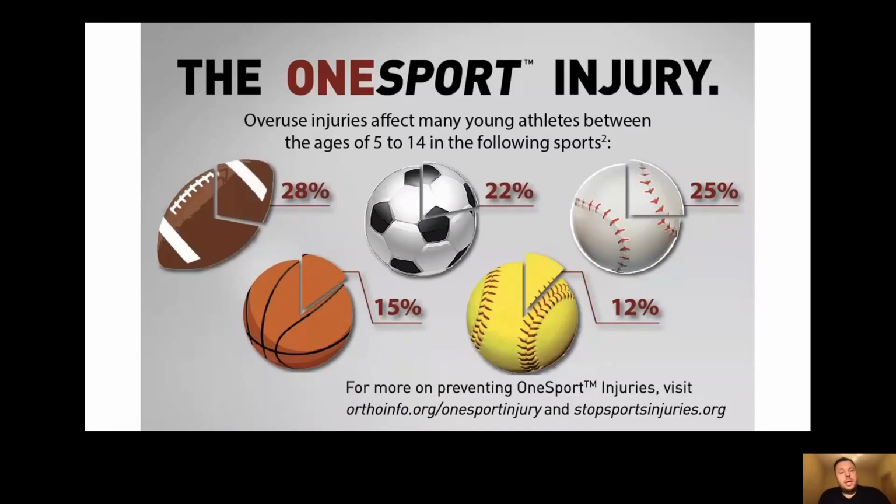So we have some data that overuse injuries affect many young athletes between age 5 and 14. So in basketball, we have about 15% of overuse injuries, and usually it tells us that these injuries occur only when we have a problem with the training load, and we are putting too much load on the body, which is not prepared for that.